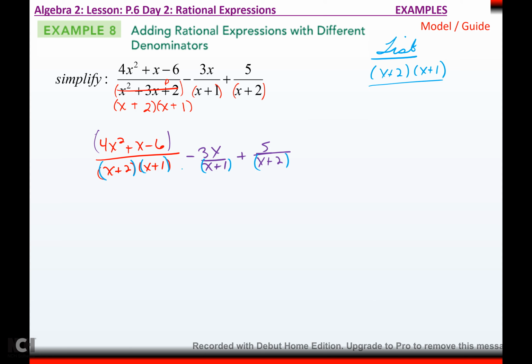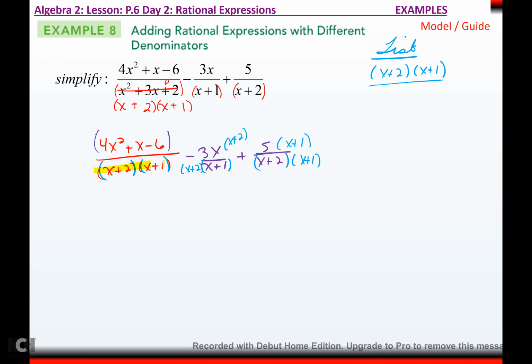This one has the x plus 1. He's missing the x plus 2, so I'm going to have to multiply by x plus 2. This guy has the x plus 2. He's missing the x plus 1, so top and bottom by x plus 1.